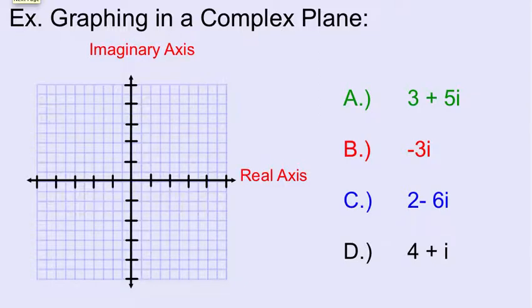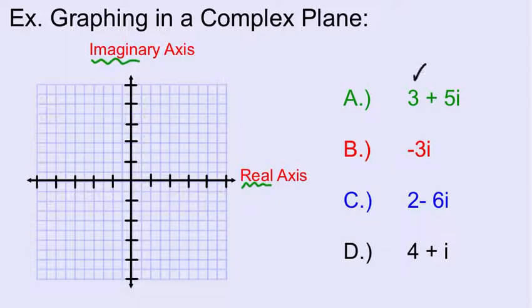Traditionally, you're used to graphing with an XY plane. Now we're going to change it to a real axis and an imaginary axis. So this is your real piece, this is your imaginary piece, and those are your axes. So we're going to graph these ordered pairs. So let's start with example A.